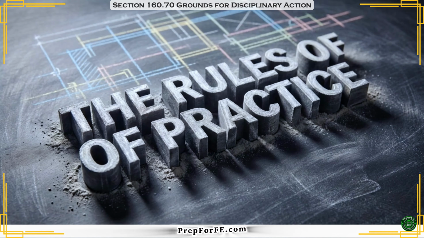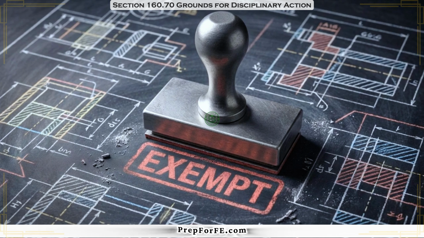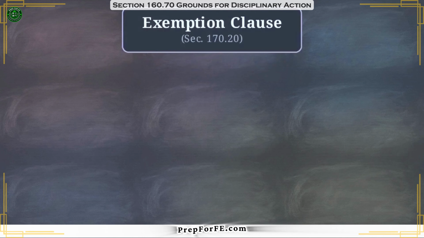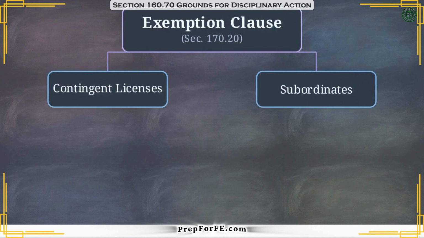We begin with Model Law Section 170.20, the Exemption Clause. This statute dictates who is permitted to perform engineering work without holding a standard active license. This decision tree shows two legal pathways for exemption. The left path covers contingent licenses, and the right covers subordinate work.